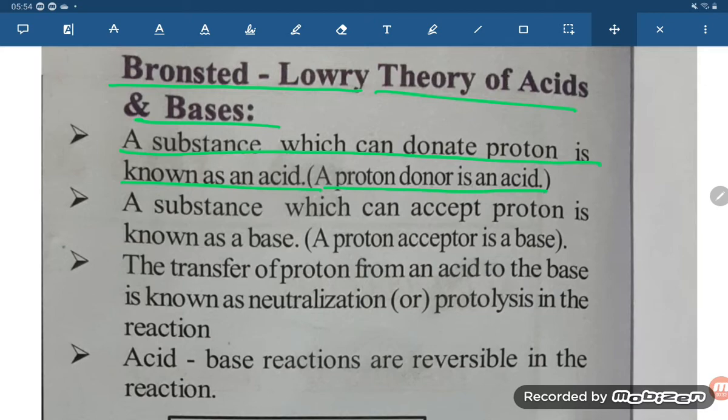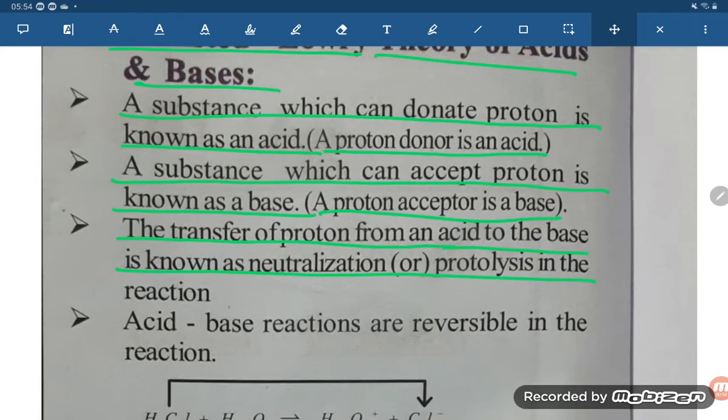So here there is no word about the solvent, students. If the substance is directly giving a proton, that will be an acid. A substance which can accept a proton is known as a base. A proton acceptor is a base. The transfer of proton from an acid to a base is known as neutralization or protolysis.